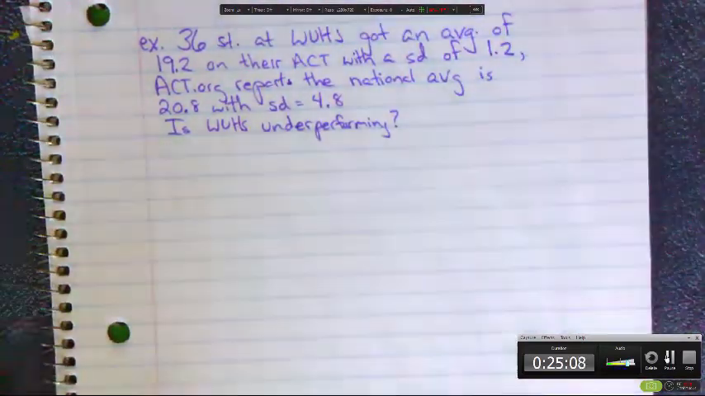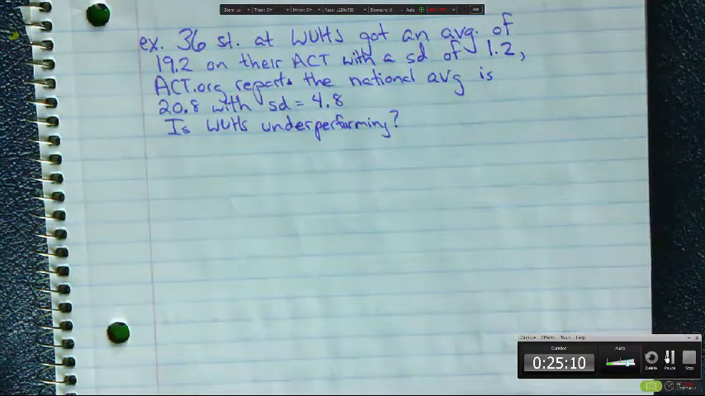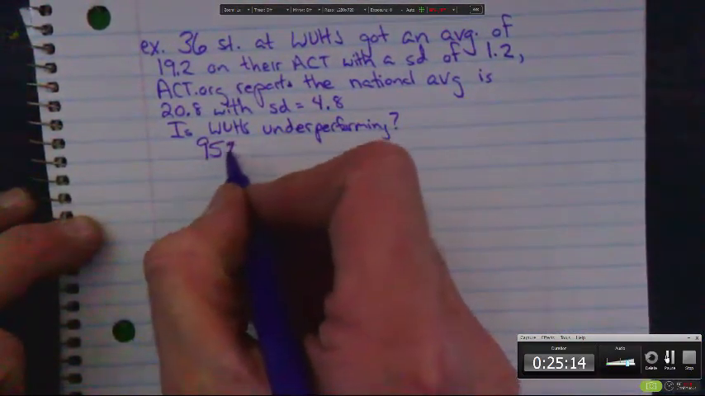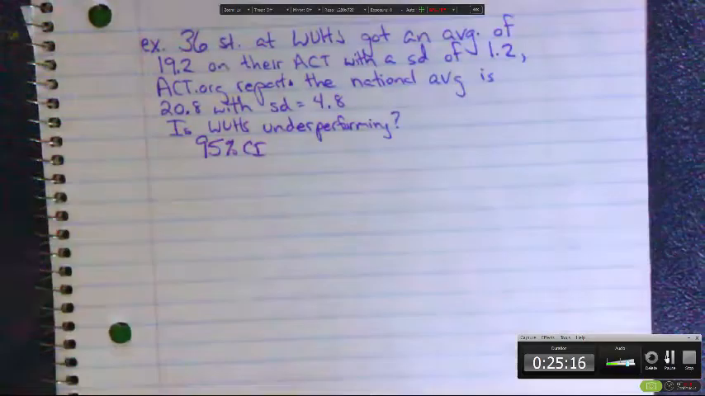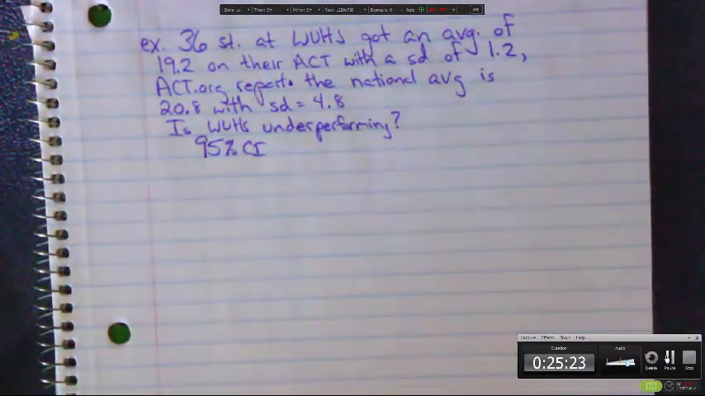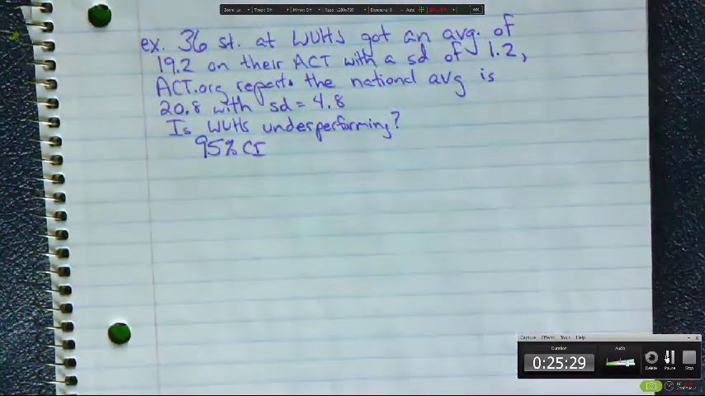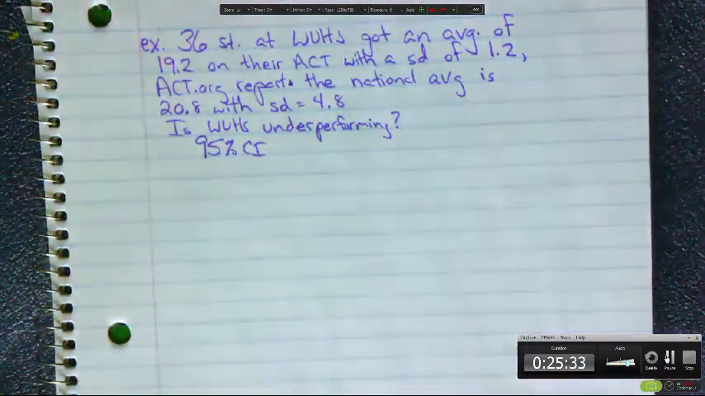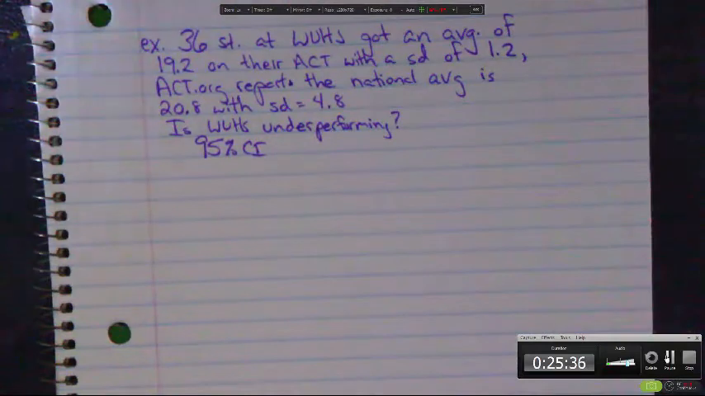It does not say what confidence interval to run. If it does not tell you, you just always run a 95% confidence interval. That's the general rule of thumb, because of that empirical rule, 95% of the time. So we just always use a 95% confidence interval.